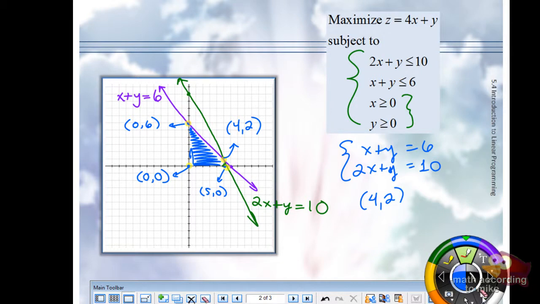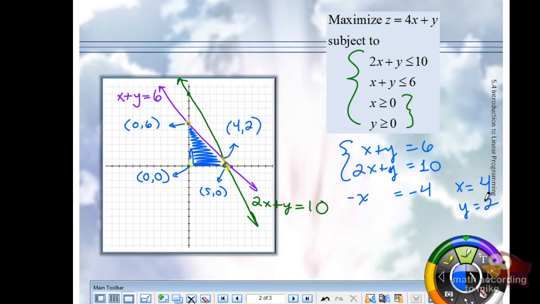The fastest way, in my opinion, is to subtract the equations because what happens to the y's? They cancel. So what's x minus 2x? Negative x equals, what's 6 minus 10? Negative 4. So what does that say about x? X equals 4. Well, if x plus y is 6 and x equals 4, 4 plus what is 6? 2. 4, 2.